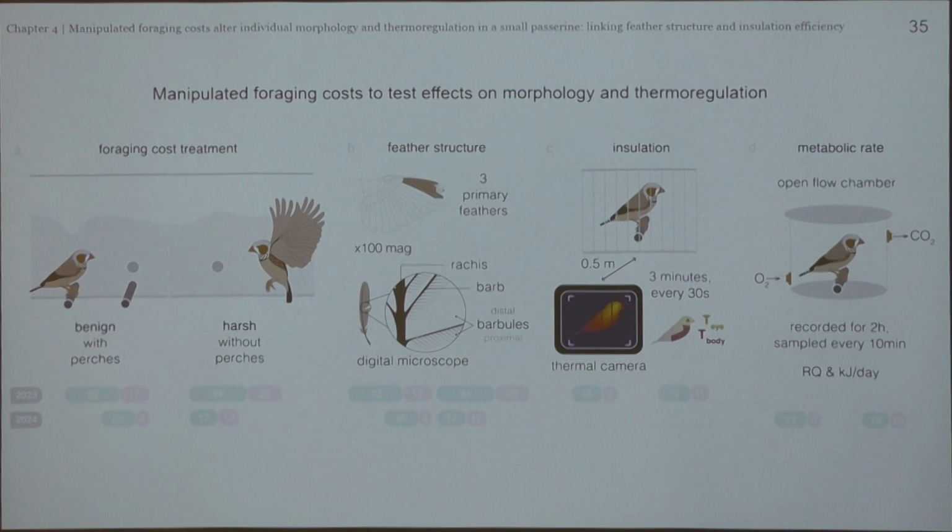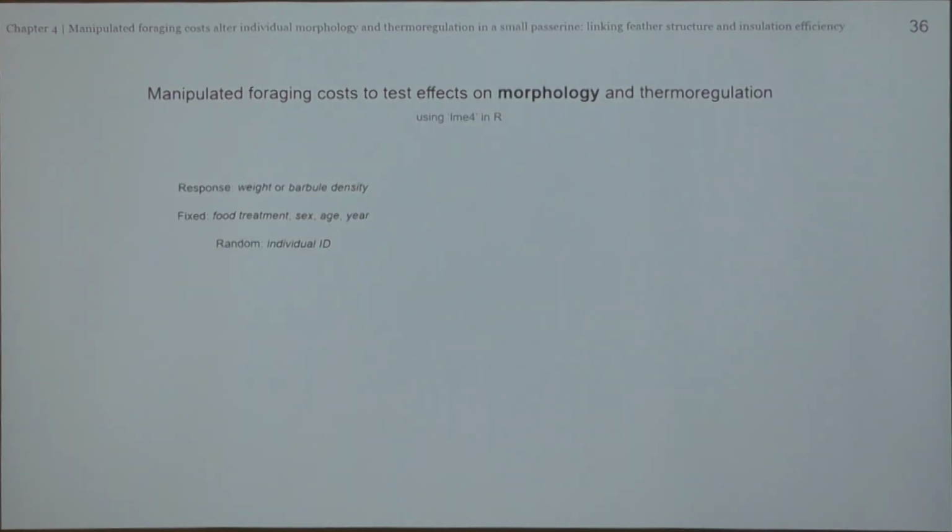And as another measure of thermoregulation, I also looked at metabolic rate, measuring the oxygen consumption of the birds in respiratory chambers. And yeah, I conducted this across 2 years. To look at the effects of the foraging costs on the morphology of the birds, I once again used mixed models and fitted the response as either weight or barbule density. These are the two morphological features I'm going to be focusing on.